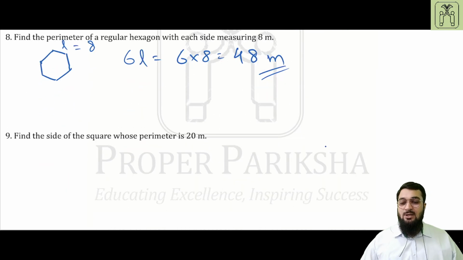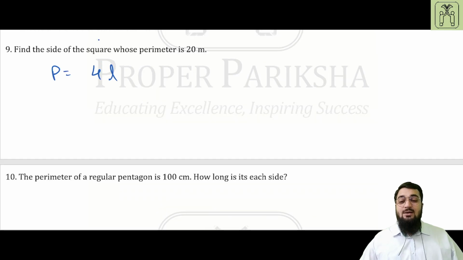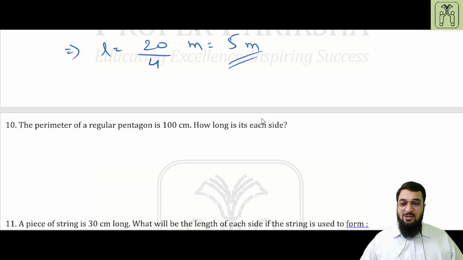Coming to question number 9. Find the side of a square whose perimeter is 20 meters. So the perimeter is given. The perimeter of a square is equal to 4L, that you should know, and 4L is equal to 20 meters. So we'll just write, this implies L is equal to 20 upon 4 meters, and that is equal to 5 meters. Therefore, all the sides of the square are equal to 5 meters respectively.